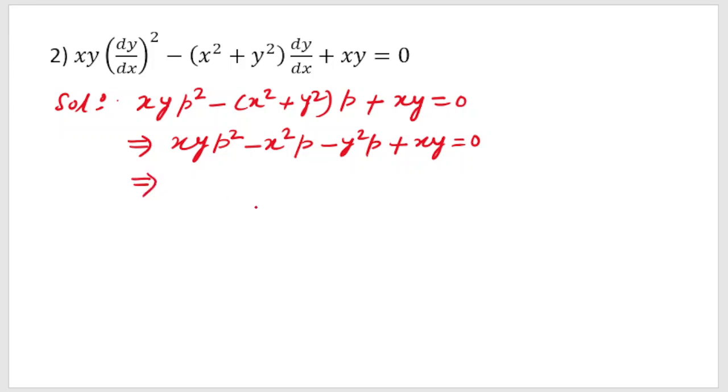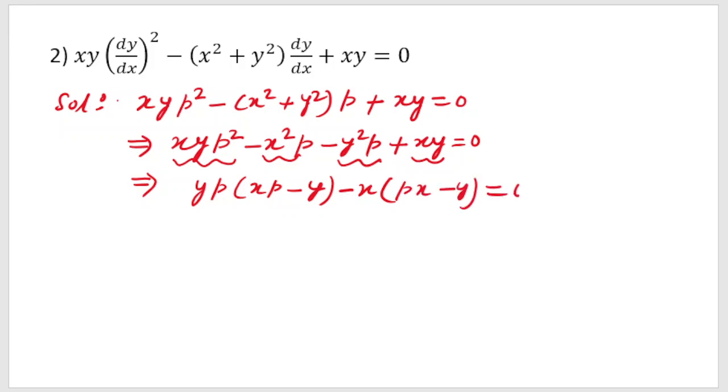How to factorize? If I take this term and this term, I can take yp common. So I will get xp minus y, and from these two terms I can take minus x common. So I will get here px minus y is equal to 0. This will give me xp minus y into yp minus x is equal to 0.